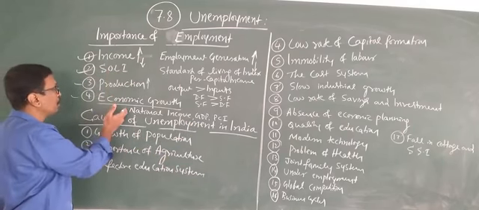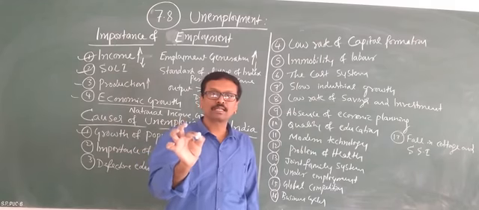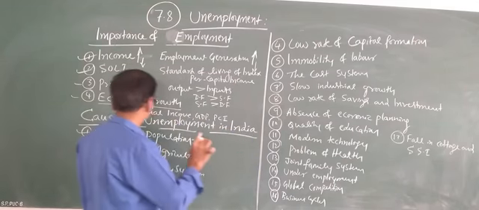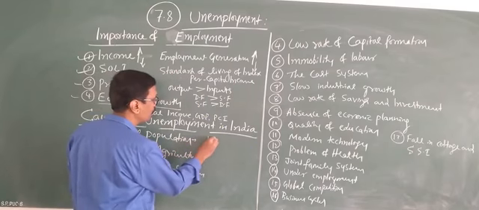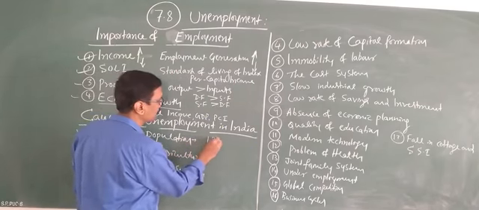The first cause is rapid growth of population. Population means the number of people living in a given place and at a given time. The annual growth rate of the Indian economy's population is 1.98%.